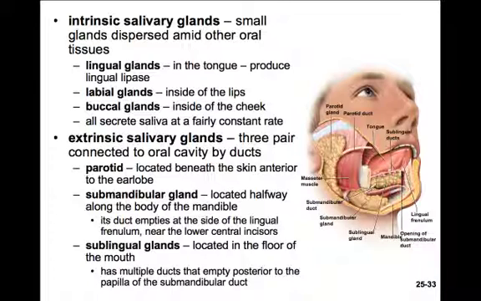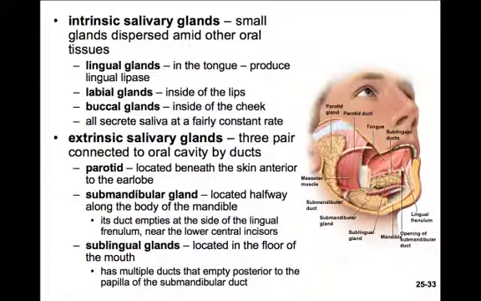The three pairs of extrinsic salivary glands are the parotid, submandibular, and sublingual glands. The parotid glands are located beneath the skin, just in front of the earlobes. These are the glands that swell in the event of mumps, when the gland becomes inflamed by a virus.